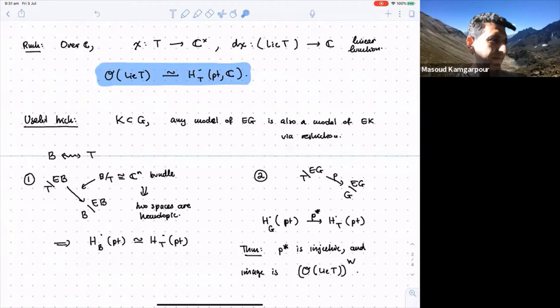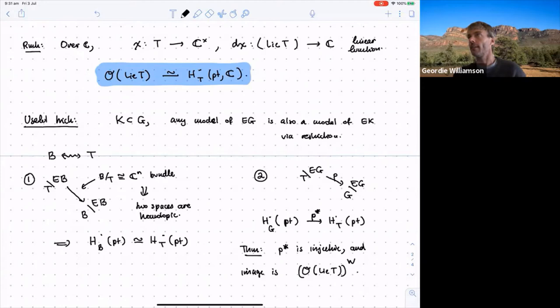Okay, so the point is that equivariant cohomology of anything in the equivariant derived category is a module over the equivariant cohomology of a point. That's point number one. And the second point is that the equivariant cohomology of a point, the things that come up, have easy descriptions as polynomial rings, or polynomial functions on a vector space.